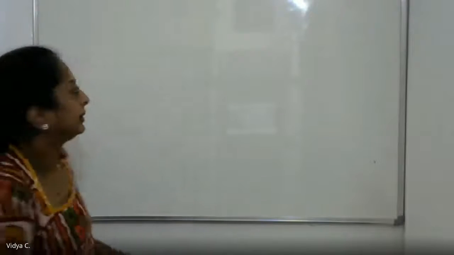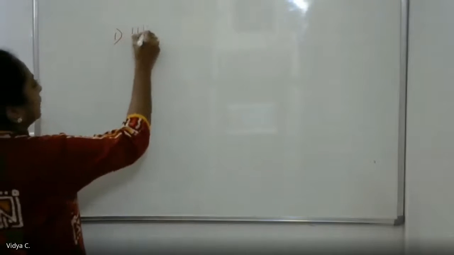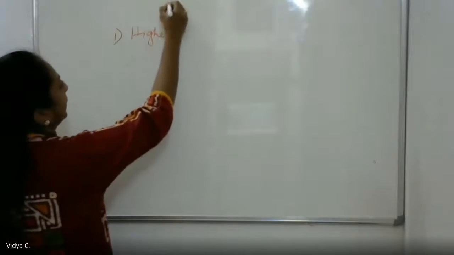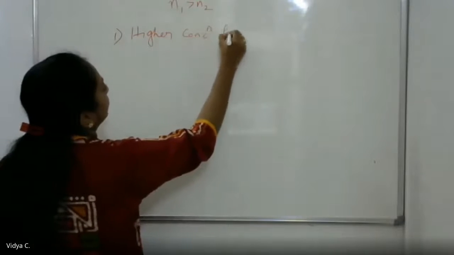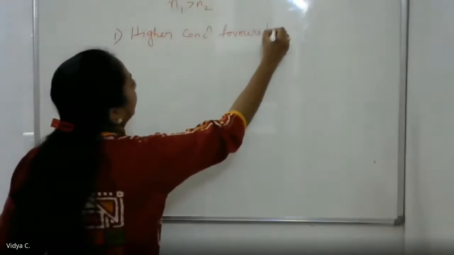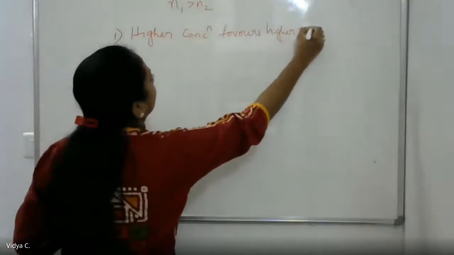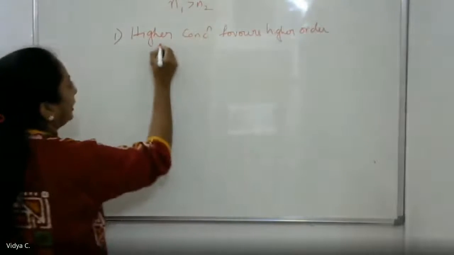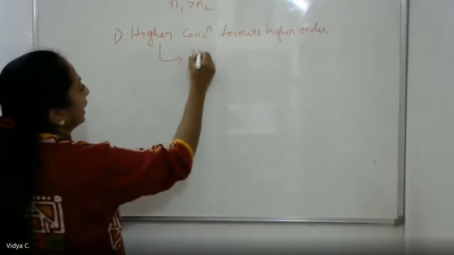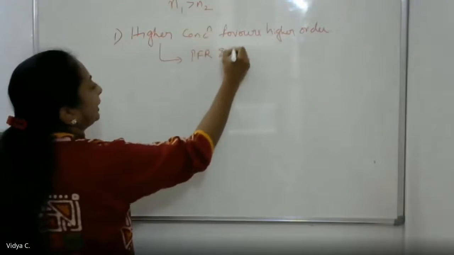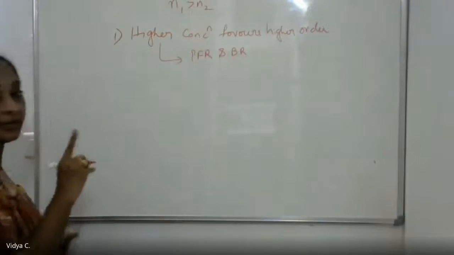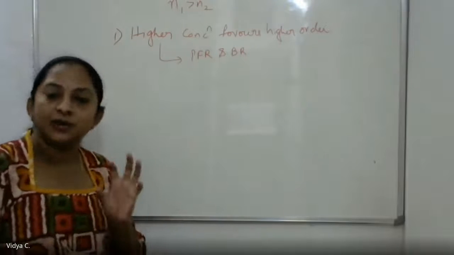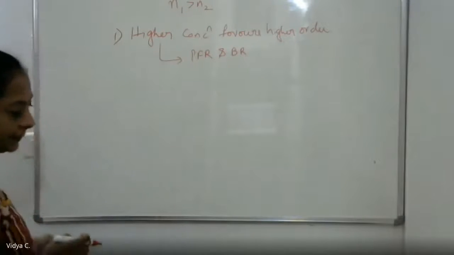Second point, higher concentration favors higher order. This is what we had, right? N1 greater than N2: higher concentration favors the higher order. And how do you maintain the high concentration? Higher concentration of the reactant can be maintained using a plug flow reactor or a batch reactor. CSTRs will maintain lower concentrations.